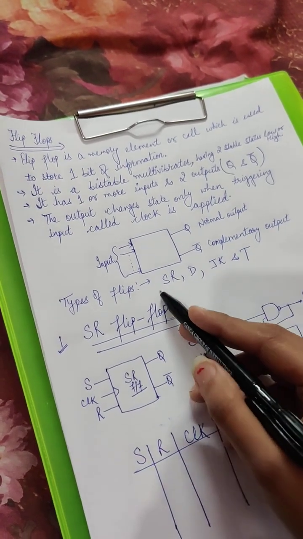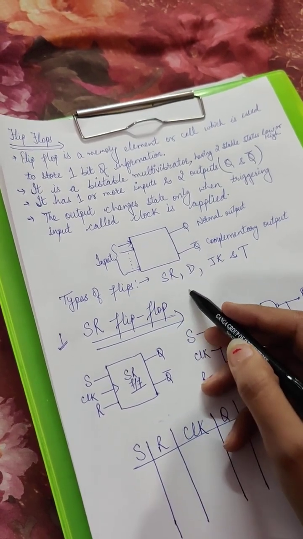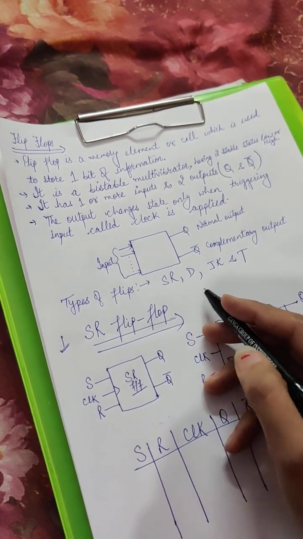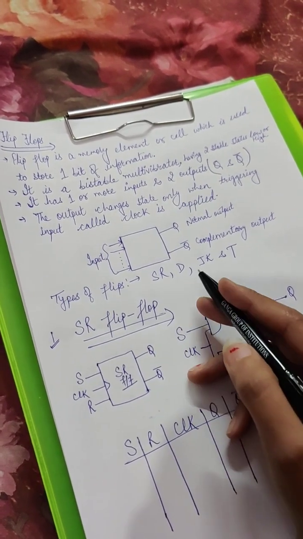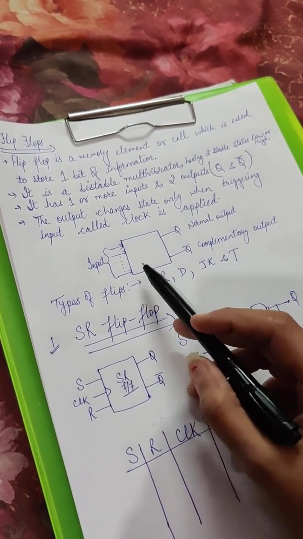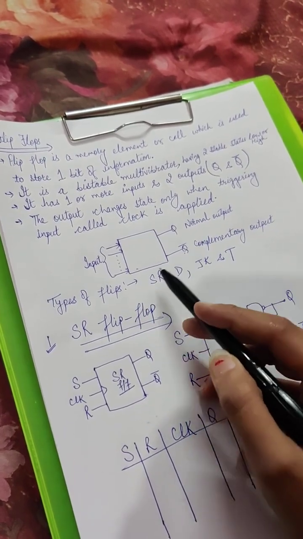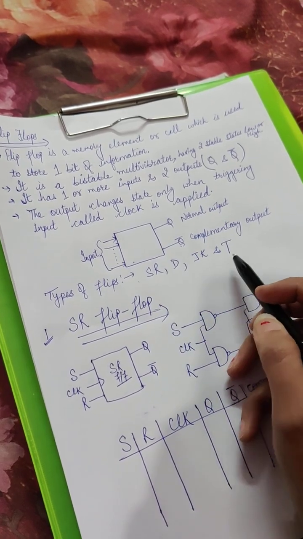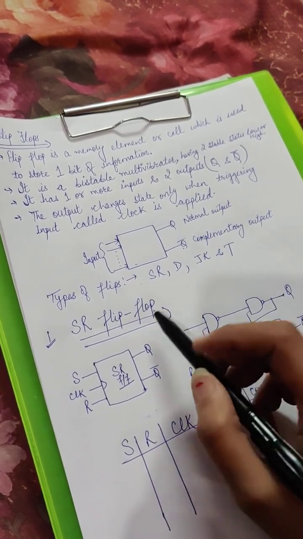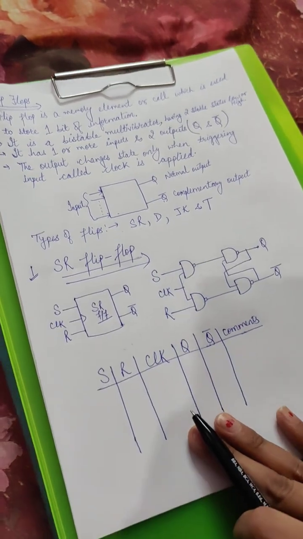It has 1 or more inputs and 2 outputs. Out of these 2 outputs, one is normal and the second output is the complement of the first output, as shown in this diagram. There are different types of flip-flops: SR, D, JK and T. So firstly, we have to discuss the SR flip-flop.